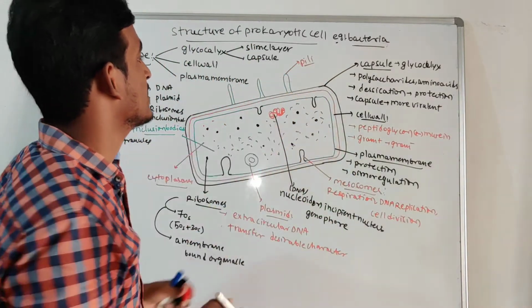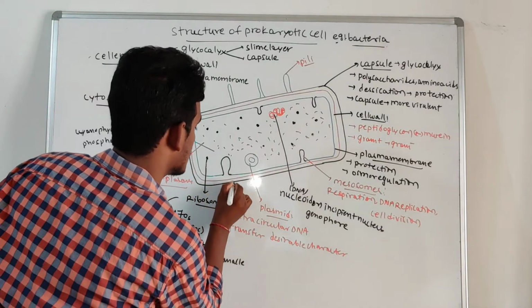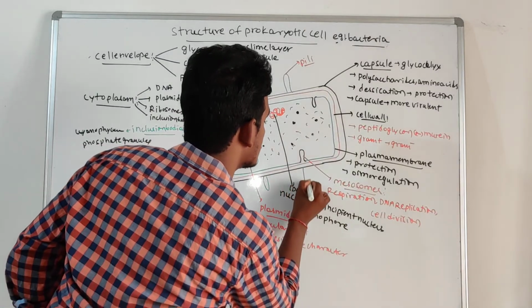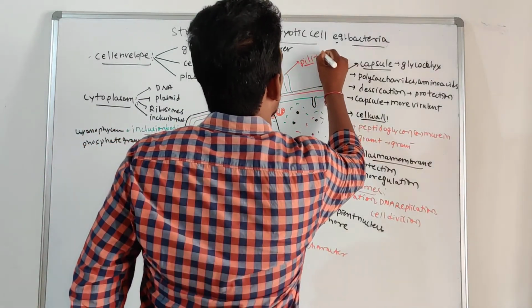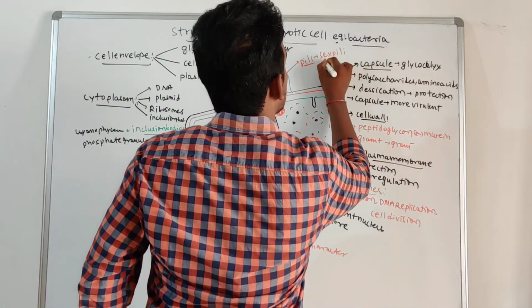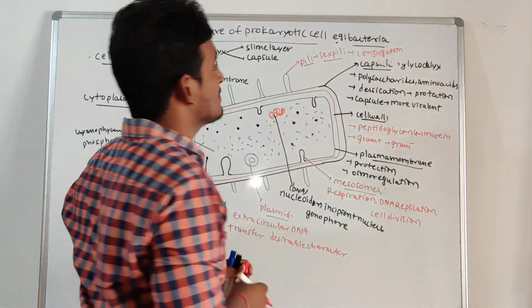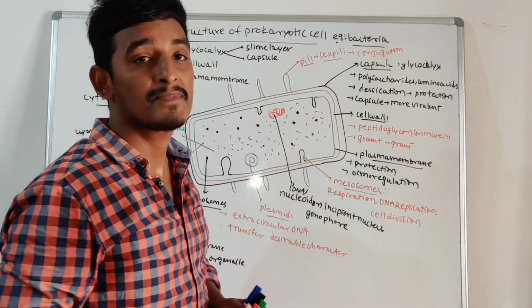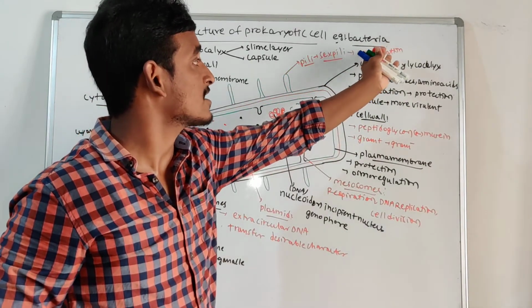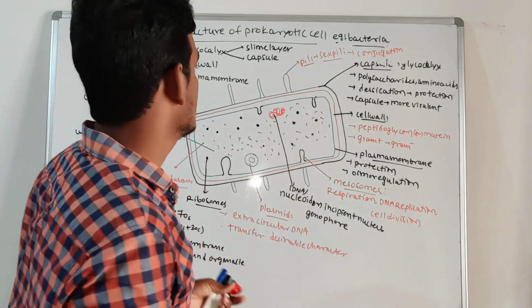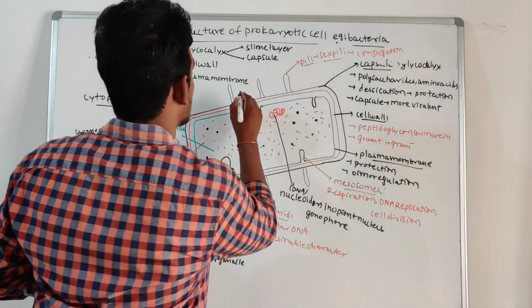So what is the use of these pili? They are present on the entire surface of the bacteria. They help in conjugation. That's why we call these pili sex pili. What is the general type of reproduction performed by bacteria? That is the binary fission process. But sometimes the exchange of genetic material also takes place through conjugation with the help of sex pili.